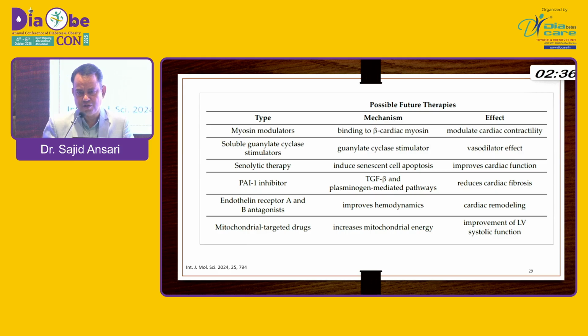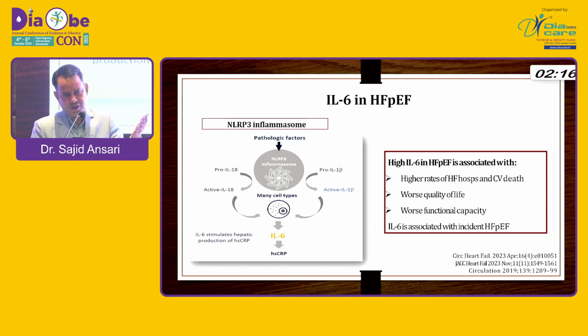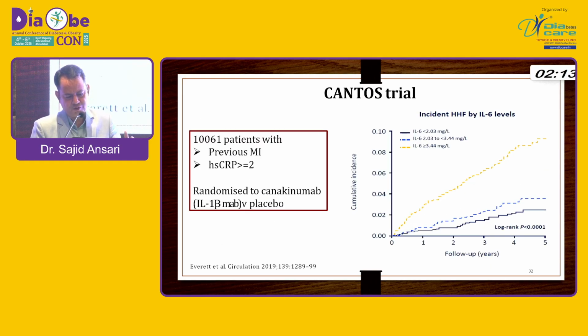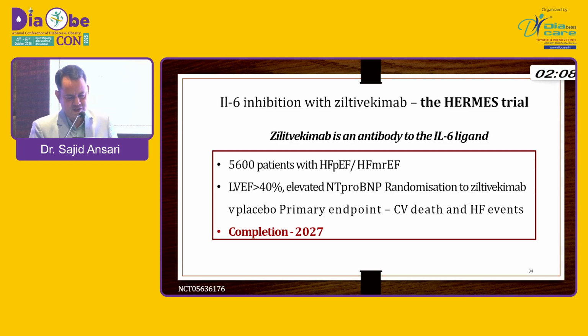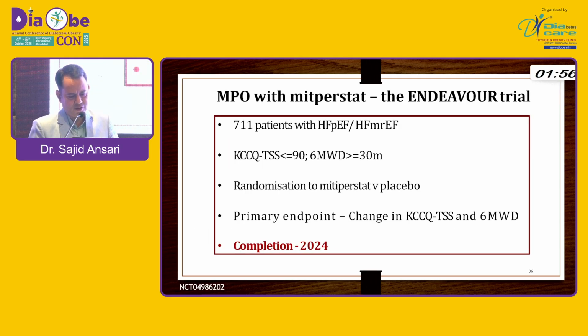These are newer molecules that are coming to the market, and maybe some are already there: myosin modulators, soluble guanylate cyclase stimulators, serelaxin therapy, plasminogen activator inhibitor, endothelin receptor antagonists, and some mitochondrial targeted drug therapy. Not going into details, you know that interleukin is a very important culprit. So whatever way you reduce this interleukin, you are having better outcomes. The CANTOS trial shows this also causes reduction in hsCRP level. Some monoclonal antibodies are also effective in this. Then the myeloperoxidase inhibitor, mitiperstat, reduces the myeloperoxidase and has better outcomes.